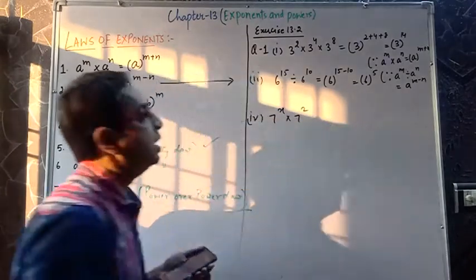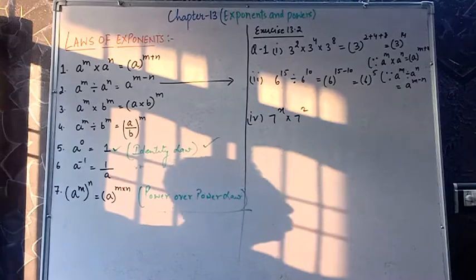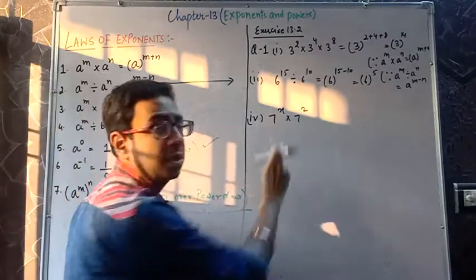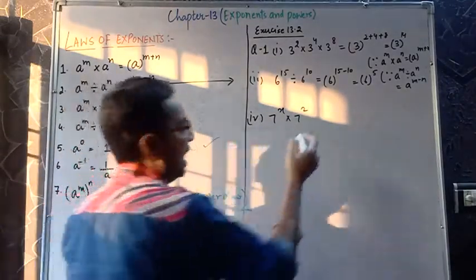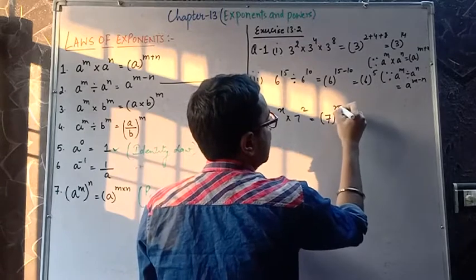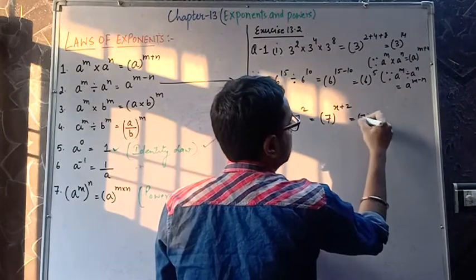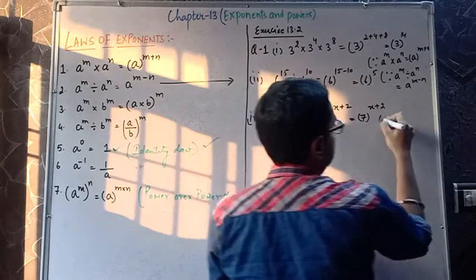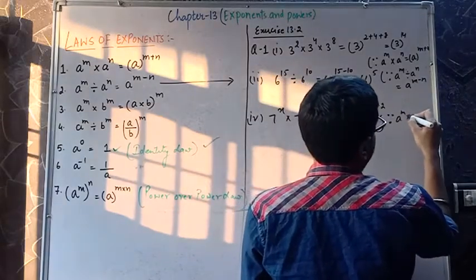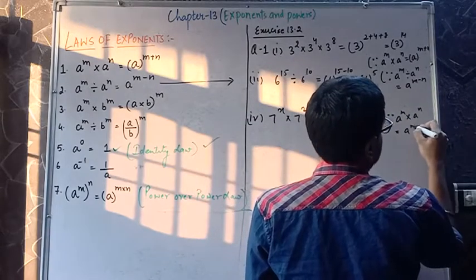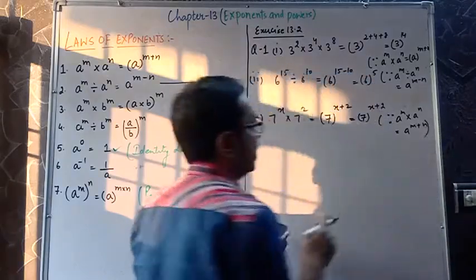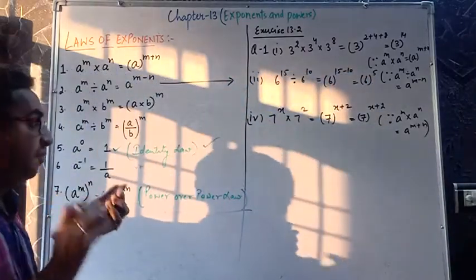Now you might be thinking that exponents can be only constants. Exponents can be variables also, but the rules will not change. Bases are same, exponents will be added. Therefore, 7 raised to power x plus 2 is the answer. Therefore, a raised to power m into a raised to power n is a raised to power m plus n. Are we clear?